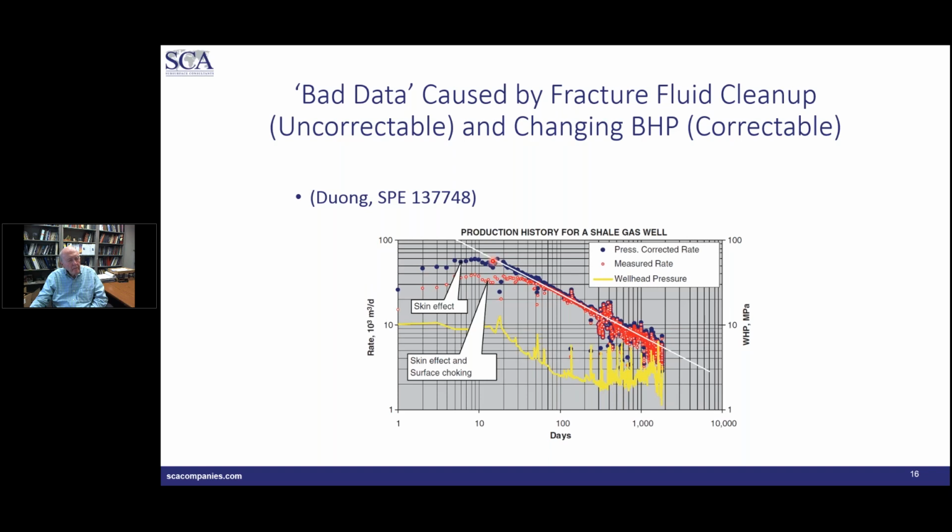Final point, those data which cannot be corrected, Duong says that's due to skin effect. My translation of that is that's dominated by fracture fluid cleanup in this well. And those points definitely don't follow the trend line and certainly shouldn't be included in those data that we use to identify the parameters in our decline models.